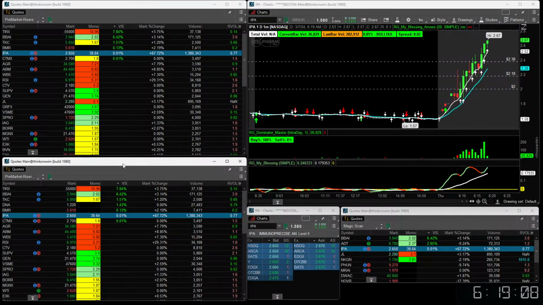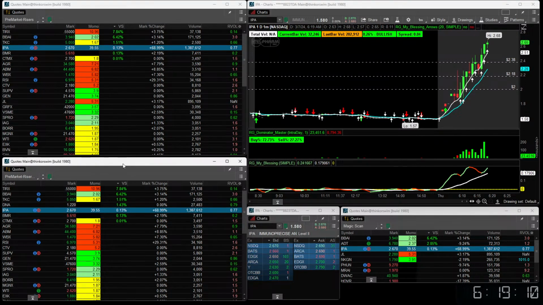It could go to $10 this way. That's usually my luck, right? Up and down and up and down, and before you know it, you look back, it's at 10 bucks.